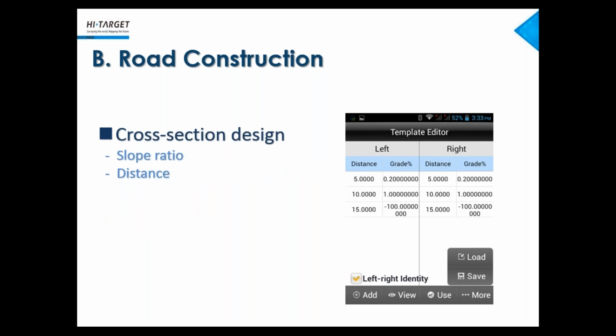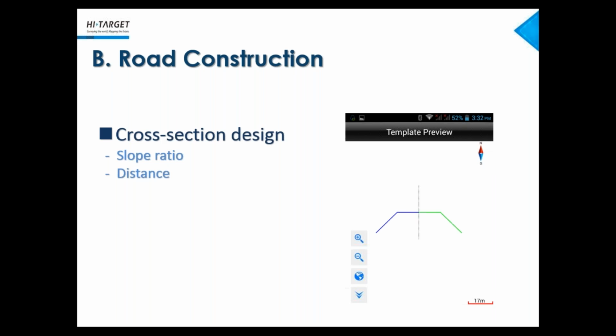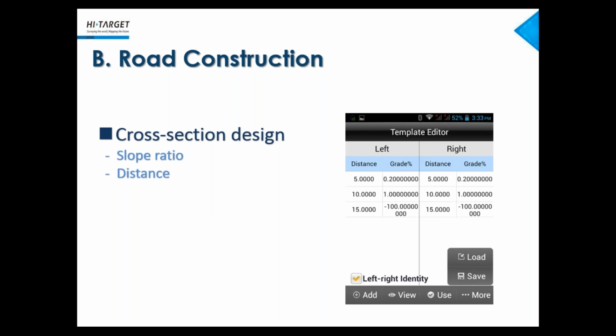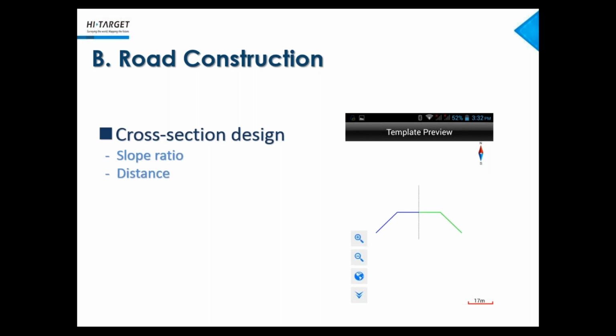When it comes to the cross-section design, we need to design it with the slope radial and the distance for different points, for different grade changing points. So we can also make a preview for these files. So you can see I have ticked left and right identity. That means the right is totally copied from the left, just like a mirror. Okay?